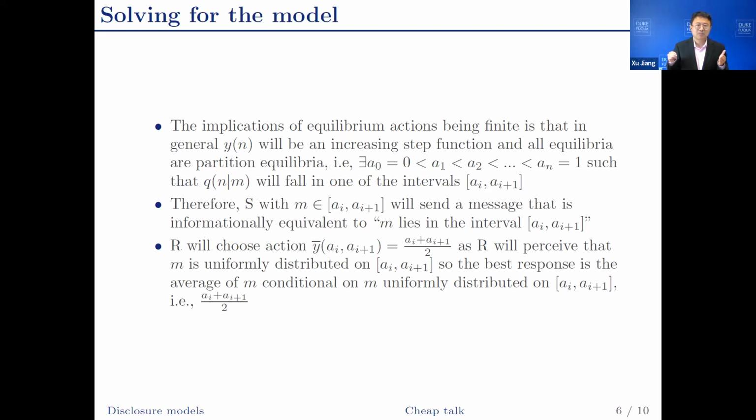The receiver knows that M lies in the interval between a_i and a_i plus 1. And because M is uniformly distributed, the receiver's action is going to be the expected value of M, conditional on M lying between a_i and a_i plus 1, which is (a_i plus a_i plus 1) divided by 2.